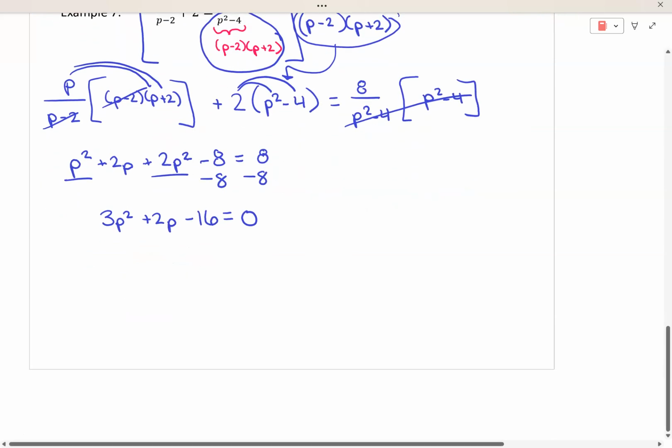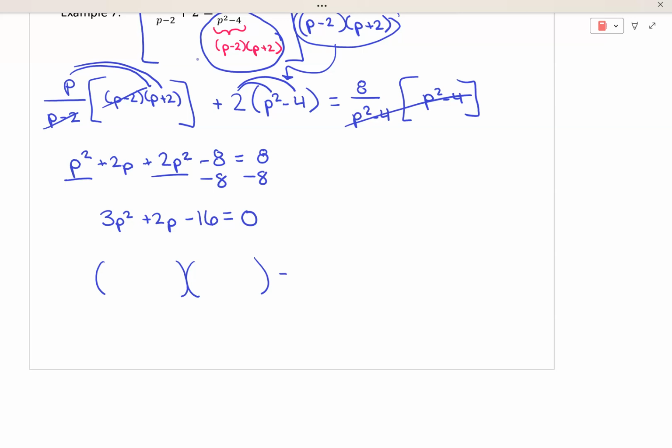So on this one, which type of factoring are we going to do? Well, as you can see, we don't have a GCF, so we're going to have to do some guessing and checking. So 3p times p gives us 3p squared. And then what times what gives us 16? So let's see. We got 1 and 16, 2 and 8, 4 and 4. Okay, but remember, we have to multiply these together and have a difference of 2.